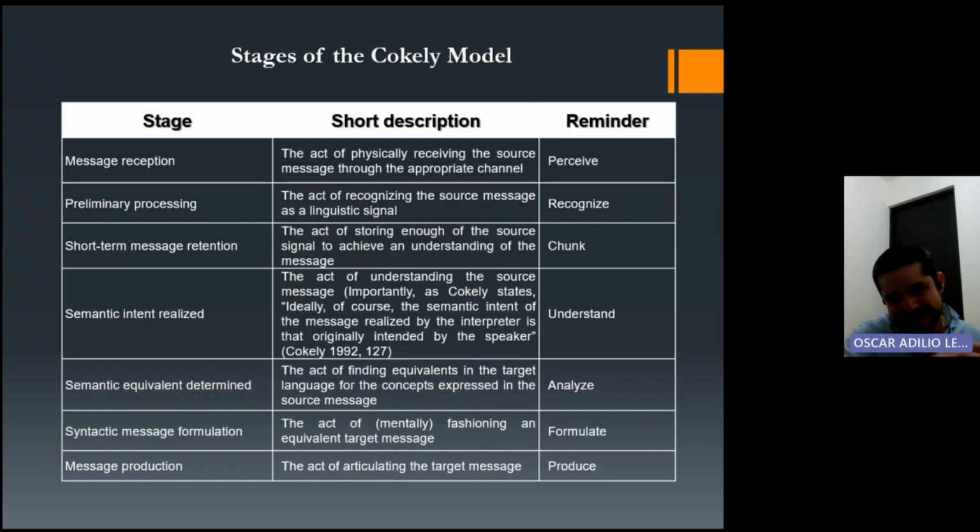So we need to make sure that we put the message in the correct structure, because in English we might have, for example, the White House. In Spanish, Blanca Casa. However, we need to put it in the correct structure, Casa Blanca. So we need to change the order. So that's what we do in this stage, and that is to formulate. At the end, we have the message production, which is the act of articulating the target message, right? So these are the stages of Cokely. We'll see it in a graph right now.